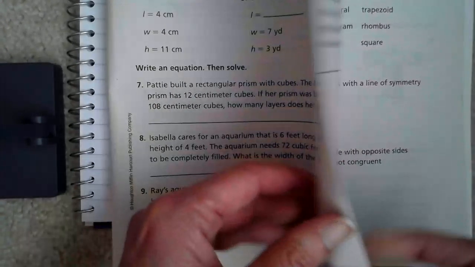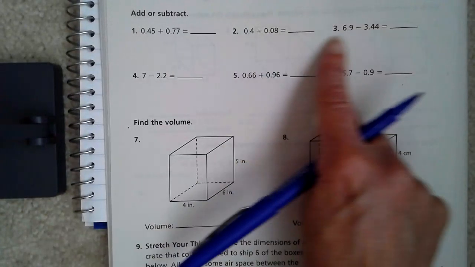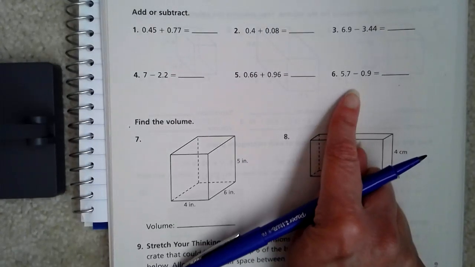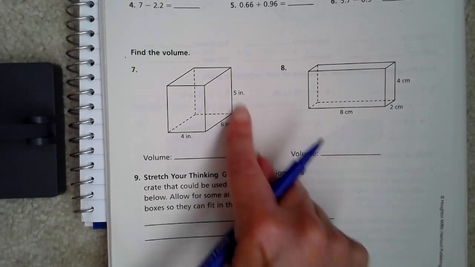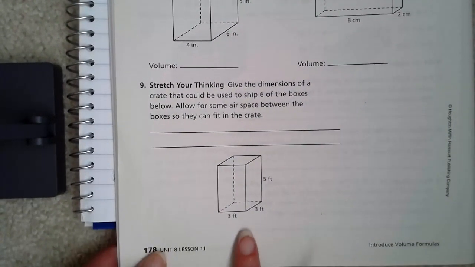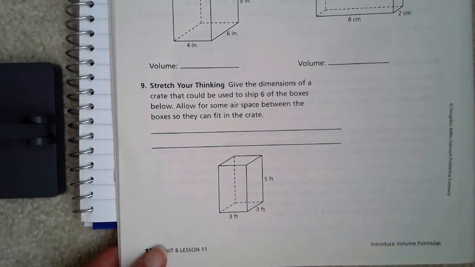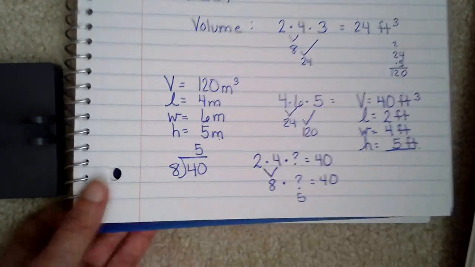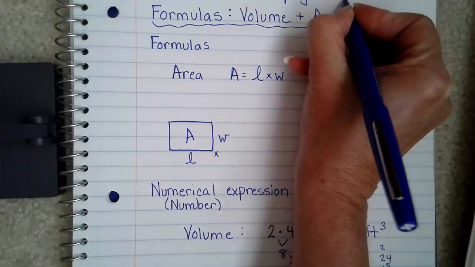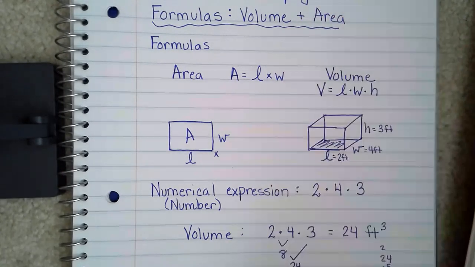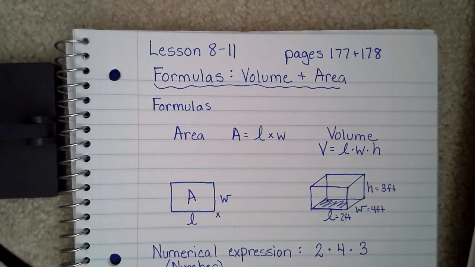On the back, let's look at page 178. On 178, we have some good review with some decimals of adding and subtracting. Remember, you have to line up your decimal points when you add and subtract decimals. Finding the volume of 2 shapes. And then this one is one where you'll kind of maybe make a little design and then answer that one. All right. So homework is pages 177 and 178. Let me move that down so we can see it. 177 and 178. All right, great.